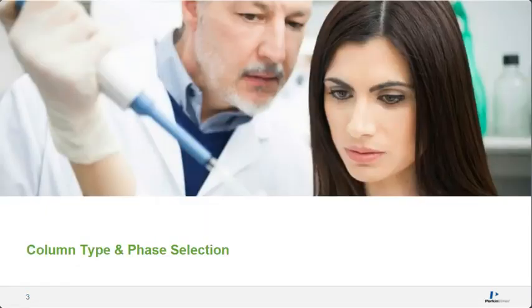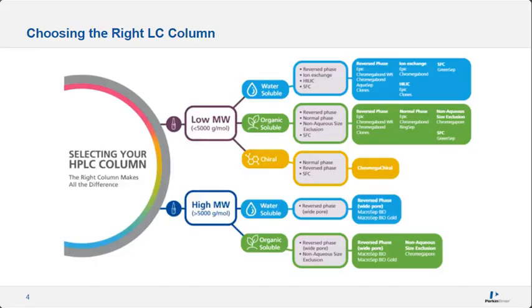Column type and phase selection. We'll begin with first choosing the right column. We've kind of broken this down into two major sections based upon molecular weight of the analyte or target separation. In the upper case, we have the lower molecular weight analytes or compounds of less than 5,000 molecular weight. We then look at the solubility characteristics of those compounds.